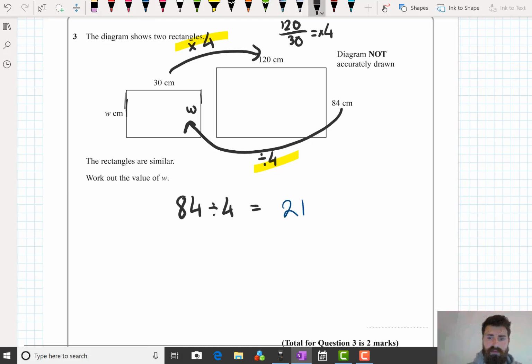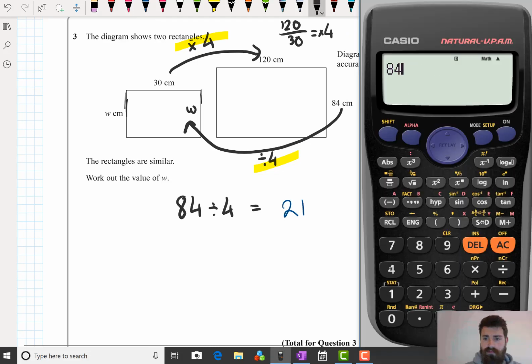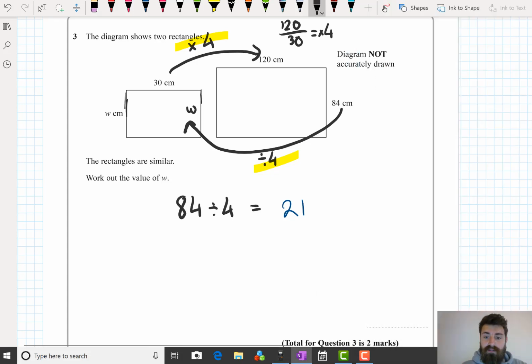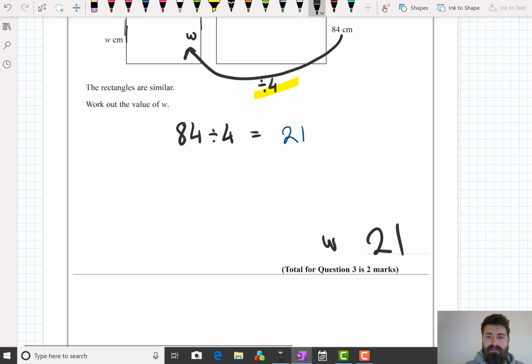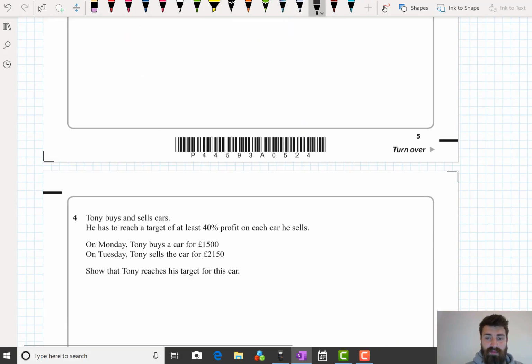Why has it gone back to blue? 84 divided by 4, 21. Yes, I can do maths. God. Work out the value of W. Well, W equals. That makes someone happy.